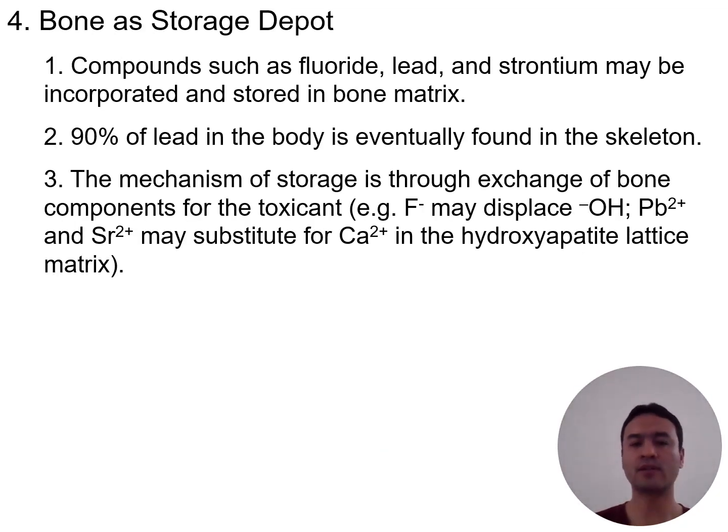Okay, finally, bone can also be used as a storage depot. Compounds such as fluoride, lead, which can be pretty toxic, and strontium may be incorporated and stored in the bone matrix. 90% of lead in the body is eventually found in the skeleton, and some scientists can use this as an indicator of how long the skeleton has been dead or has been buried in the soil, because the lead half-life is very long. The mechanism of storage is through exchange of bone component for the toxicant. For example, fluoride may displace hydroxide. Plumbum may substitute for calcium in the lattice of the matrix of the bone.